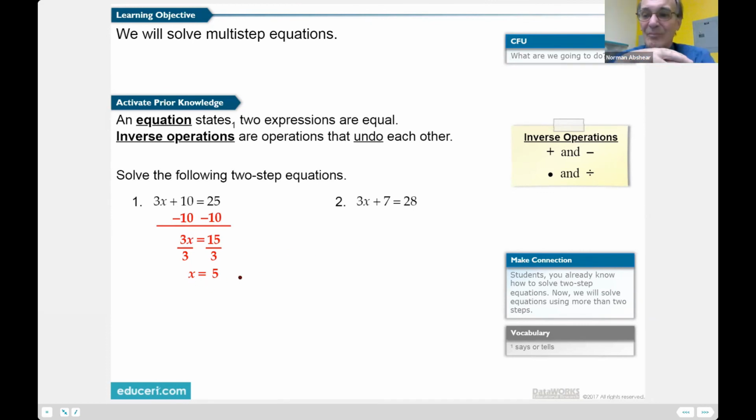So the cue here is I want him to use the words inverse operation, and keep the equation balanced. Don't just say, we subtracted 10, we did this. I want to get the vocabulary in there too. So I cued you for the vocabulary and you used it.